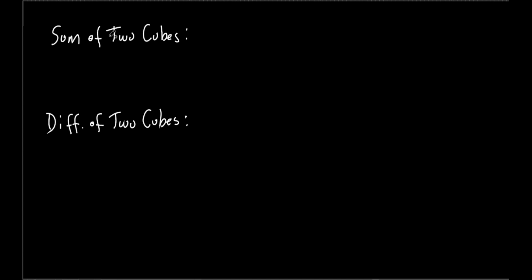So let's do this. The sum of two cubes. Before I do that, here's what we start off with. If I have x cubed plus y cubed, I can actually factor that. This is a sum of two cubes. Of course, what would the difference of two cubes look like? X cubed minus y cubed. Very good. So I can actually factor both of these.